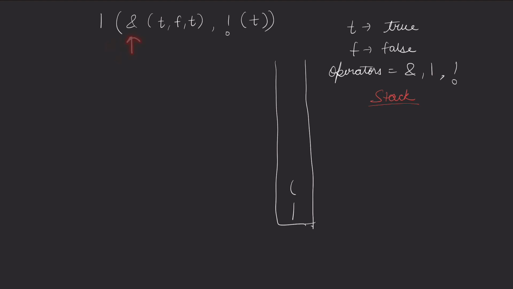Next is our operator logical AND. We'll push this inside. Then again we have an opening bracket. We'll push this inside. Then we have T which is true. We'll push it inside. Then we have T which is true. So we'll push this inside. Next we have a comma.